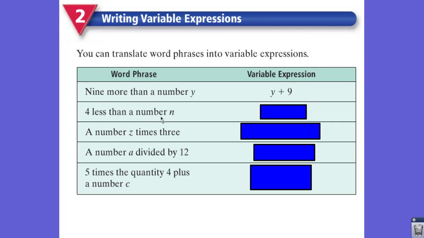It says 4 less than a number. Well, in order to determine 4 less than something, I have to know what the number is first. So in this one, it's going to be n minus 4.